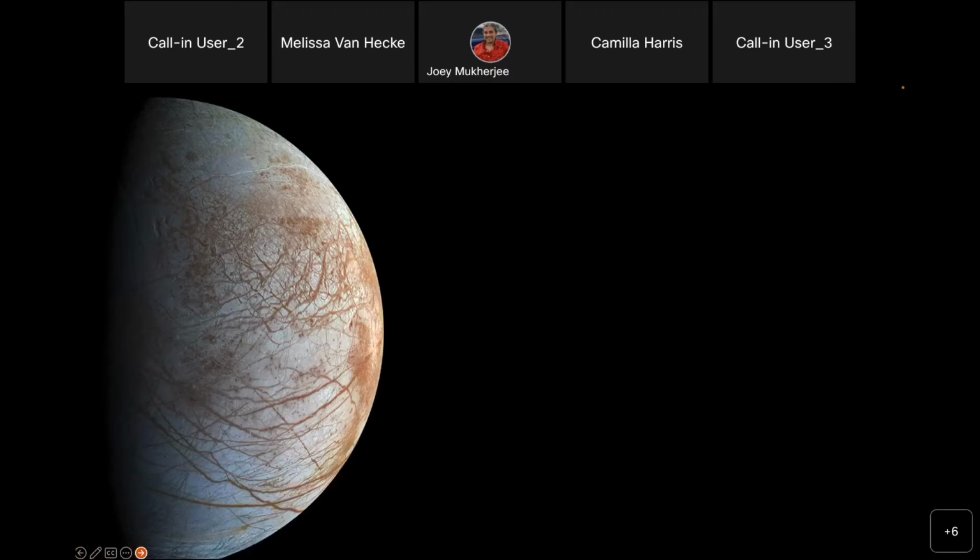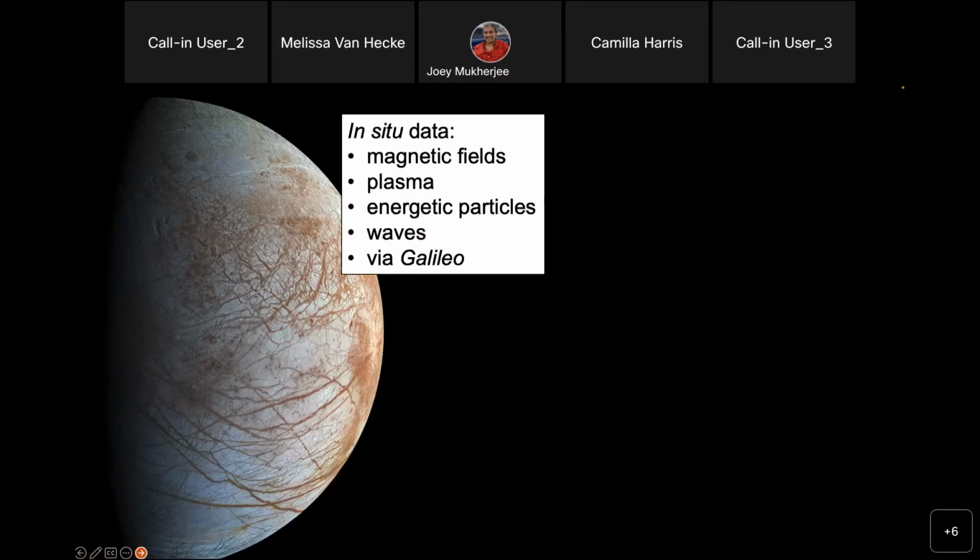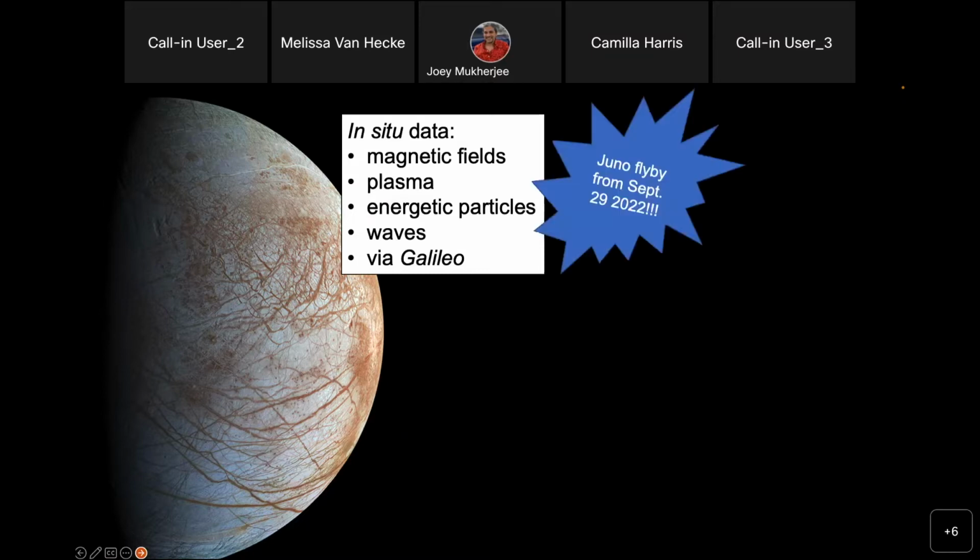So why is this important and interesting, and how do we know all of these things about Europa? We have this body of in situ data from the Galileo mission, which gave us several data sets looking at the magnetic fields along flyby trajectories close to Europa. We have some plasma data and some data on the energetic particles, and we have some information from the WAVES instrument, again, from Galileo.